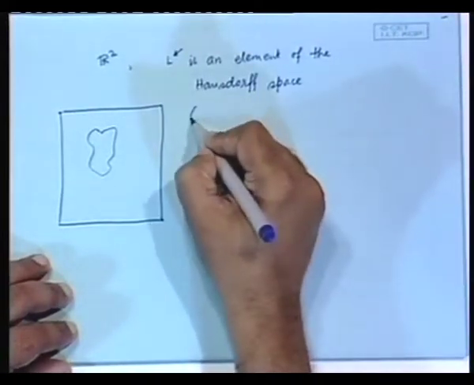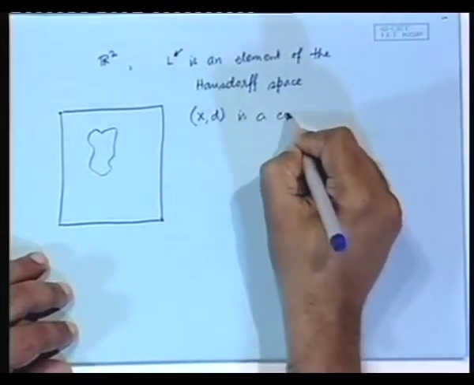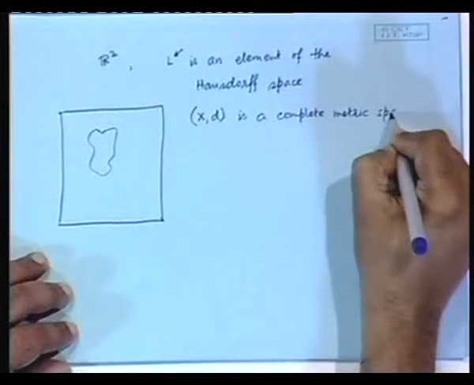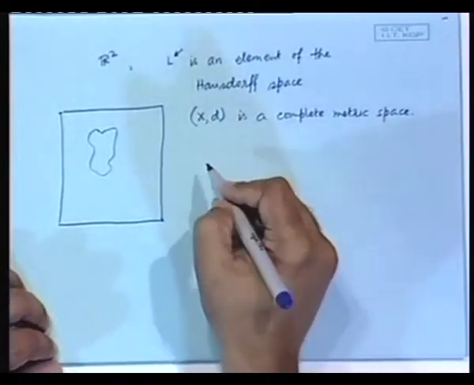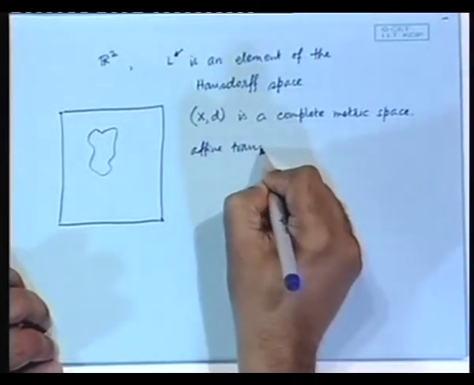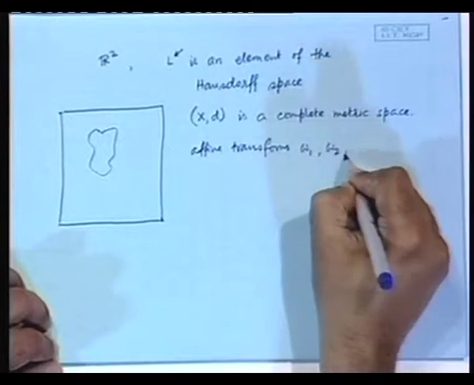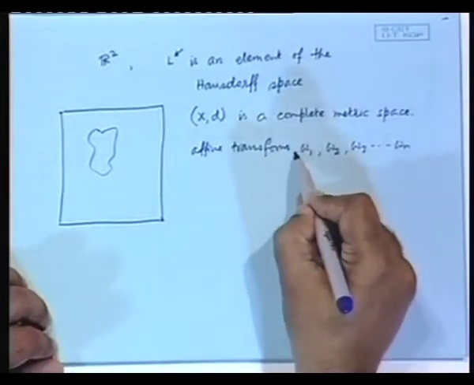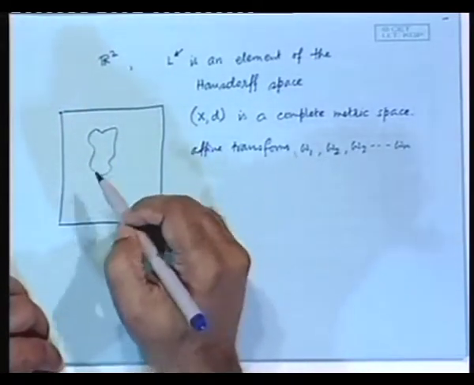X, D is a complete metric space. Then somehow we will construct some affine transformations W1, W2, W3, and so on and so forth, so that when W1 is applied not only on a point, but on all the points of the set, it will produce a subset of this set.